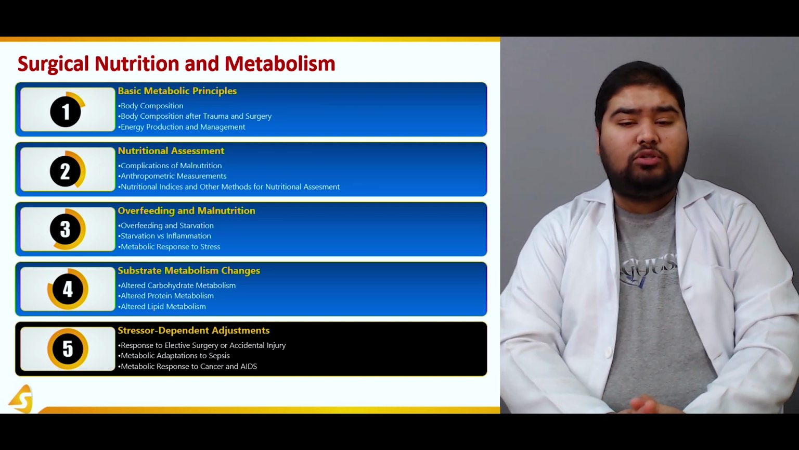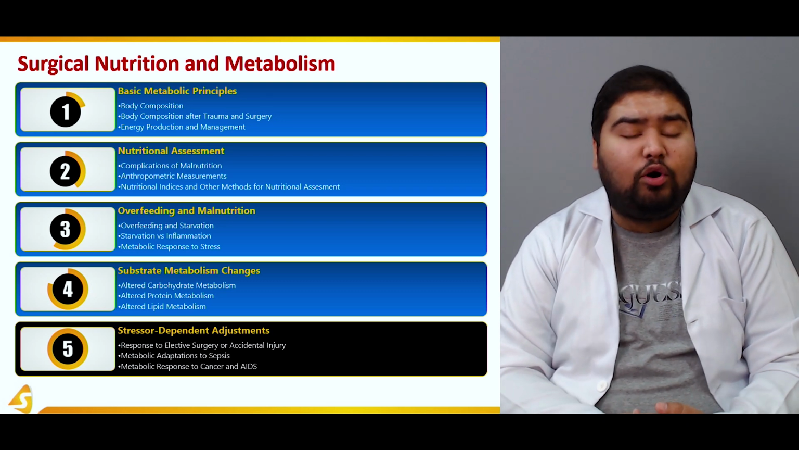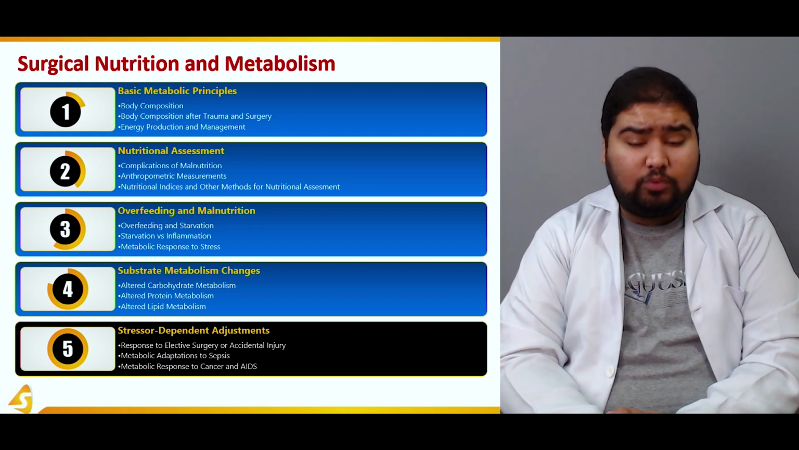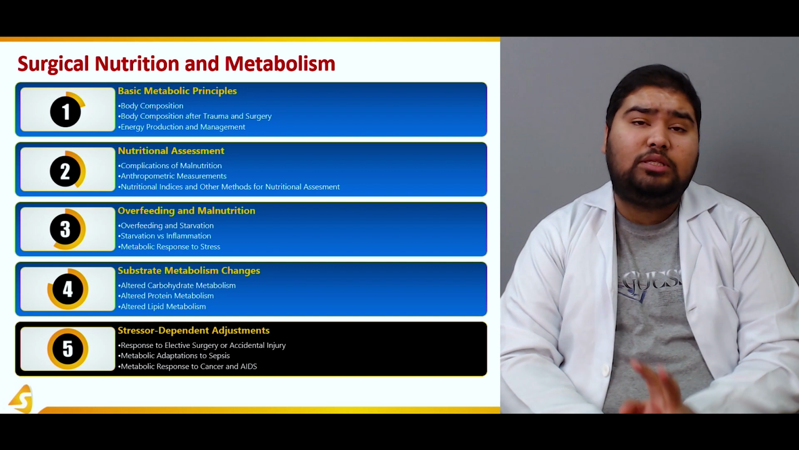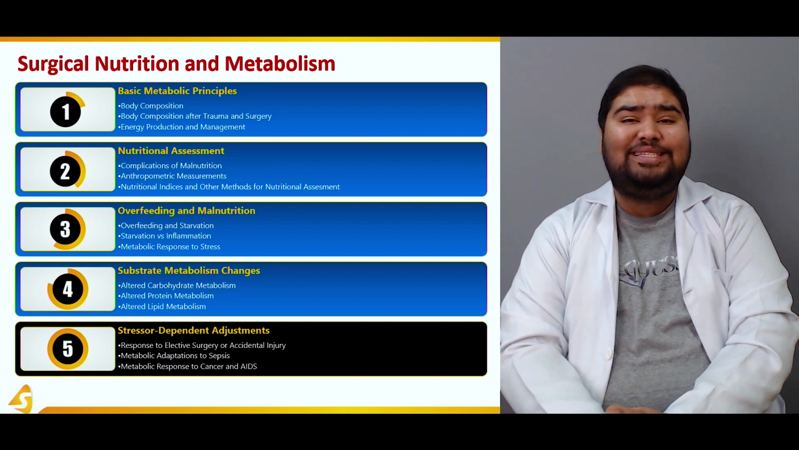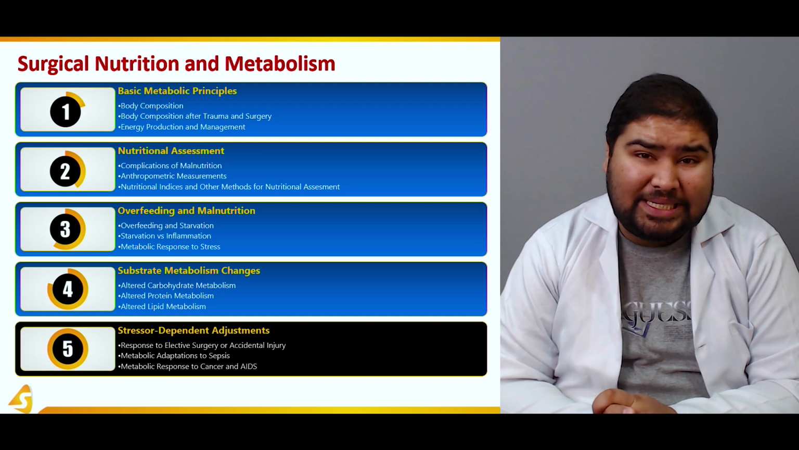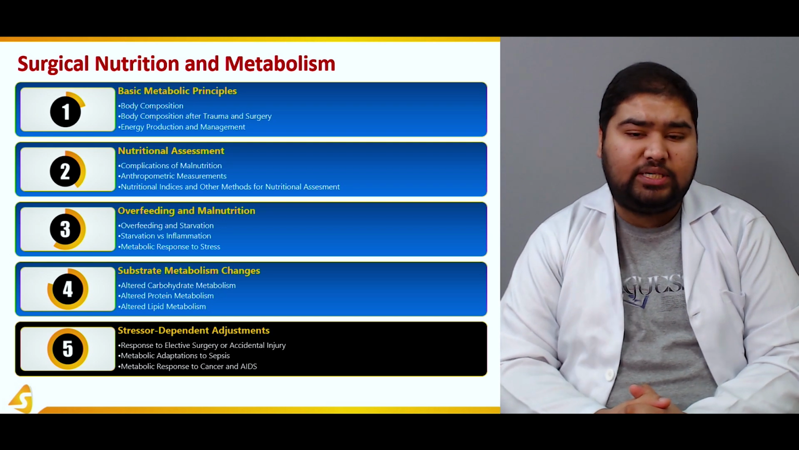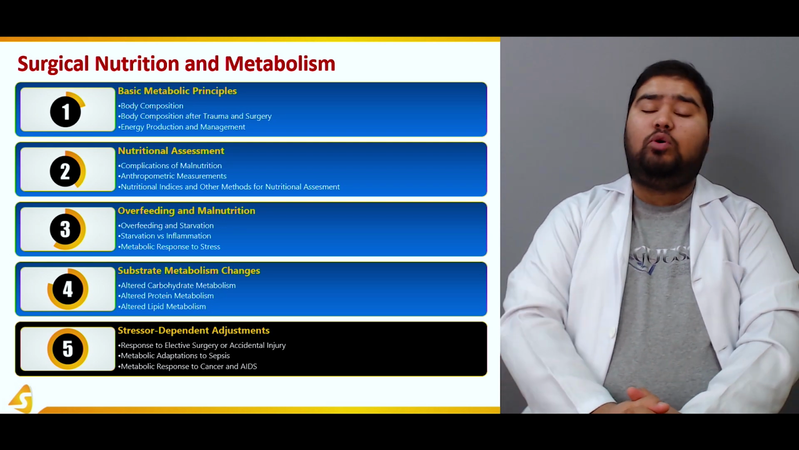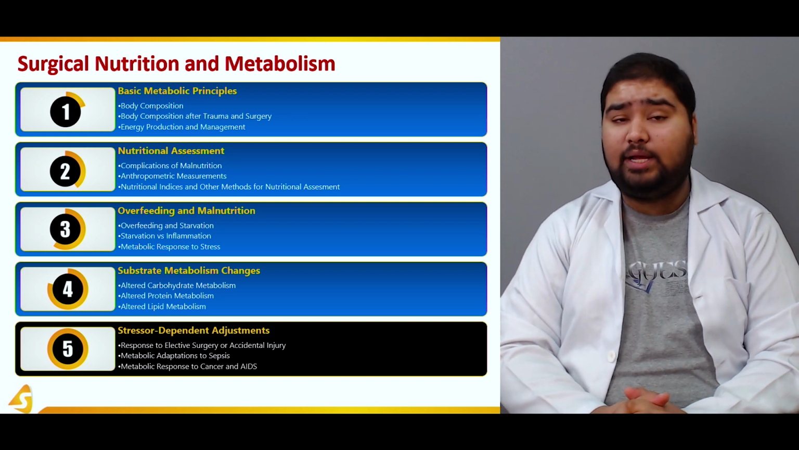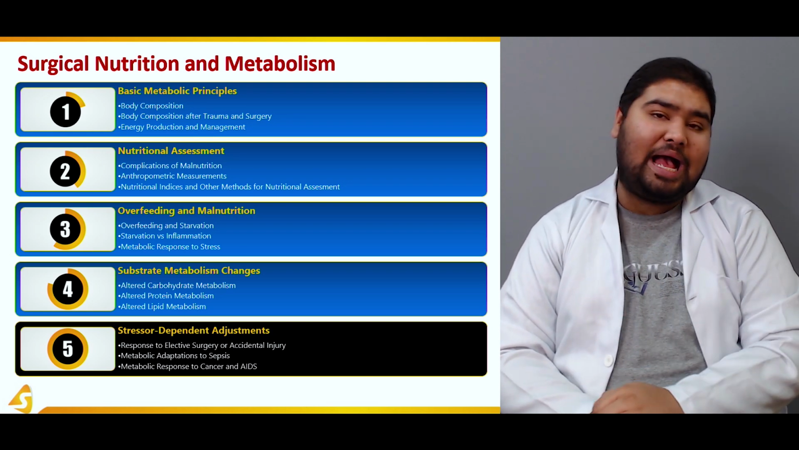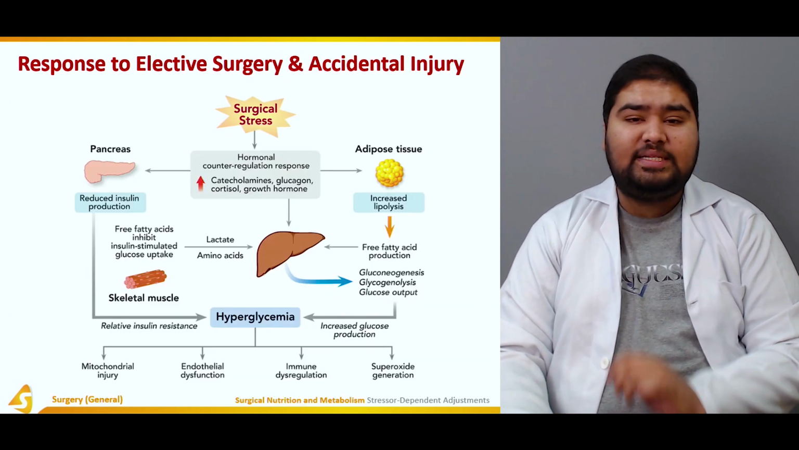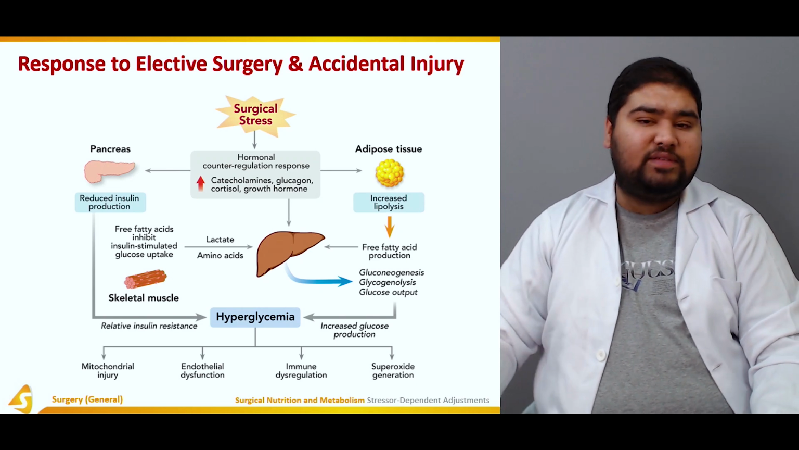So we'll talk about the response of the body to elective or accidental surgery. We'll see the difference between the two and how the body responds to them. Then we'll talk about the metabolic adaptation to sepsis, as to what happens when sepsis sets in and what the metabolic profile is at that point in time. And finally, we'll talk about the metabolic response to chronic conditions, cancer and acquired immunodeficiency syndrome. So, starting off with elective surgery.